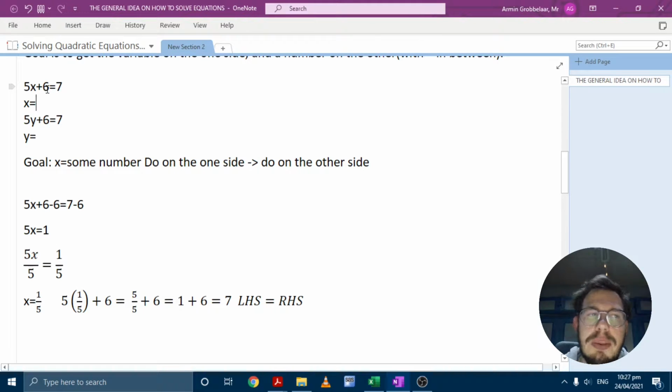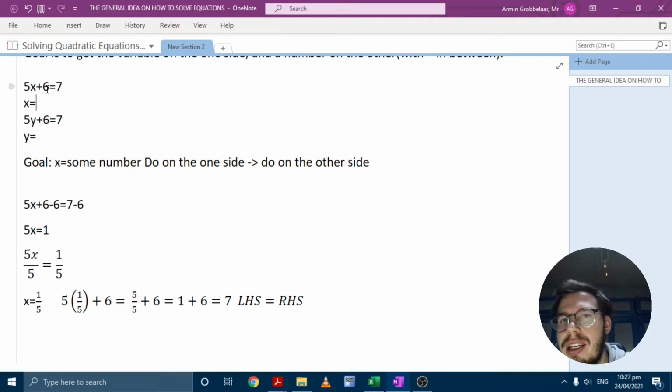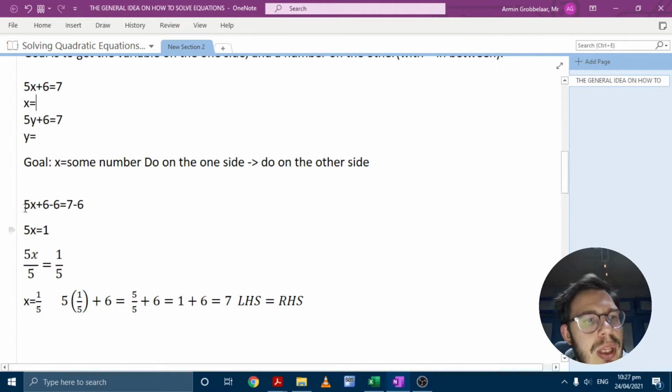But because we subtracted 6 on the left-hand side, we also have to subtract 6 on the right-hand side. So then we can say 5x plus 6 minus 6 is equal to 7 minus 6, and then what we're left with is 5x is equal to 1. So now we have to get x equal to some number, not 5x equal to some number.